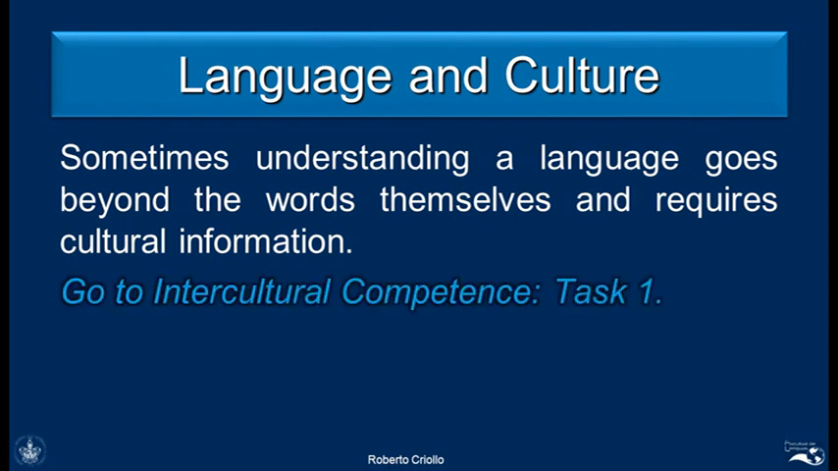In order to understand this, I'm going to send you to do a little task. Go to Intercultural Competence Task 1. We're going to pause the video for a little while while you solve the task, and then we'll get back to discuss something important about language and culture and intercultural competence.